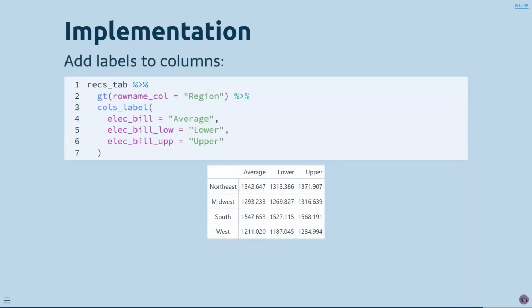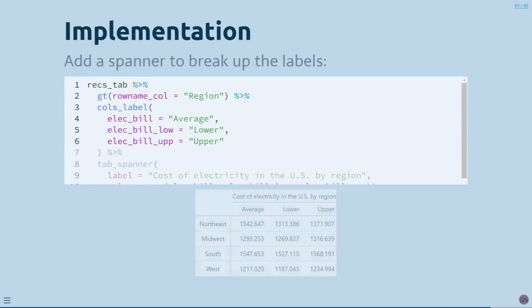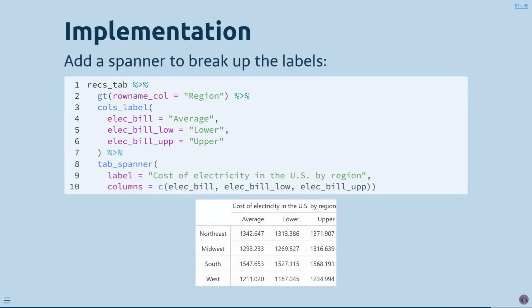In addition, there are other customizations that use separate functions, so not within GT itself. For instance, if we want to add column labels for better readability, we can use this cols label function. And then next slide. Thank you. And then let's say we want to add a spanning label at the top to explain what the contents of the columns are. We could use this tab spanner function.